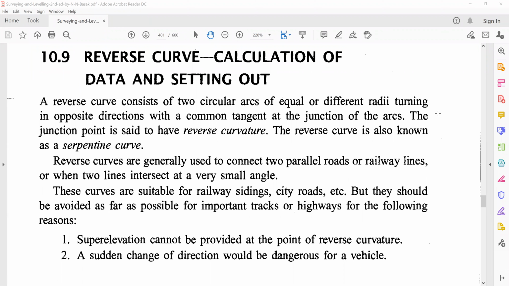Up till now we've covered simple circular curve and a compound curve, which was a combination of two or more simple circular curves of same or different radius. And now we are moving on to reverse curve. So reverse curve is again a combination of two simple circular curves, but these simple circular curves are in the opposite direction. So this is usually given when you want to join two roads or two paths which have a very small angle between them, or the two are parallel to each other.